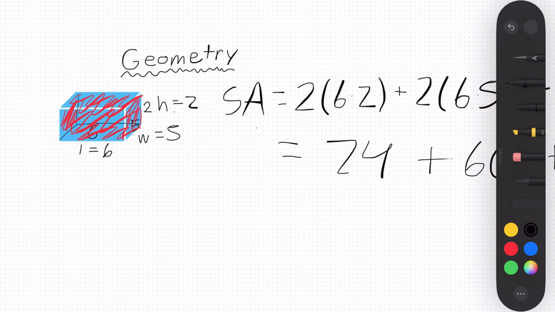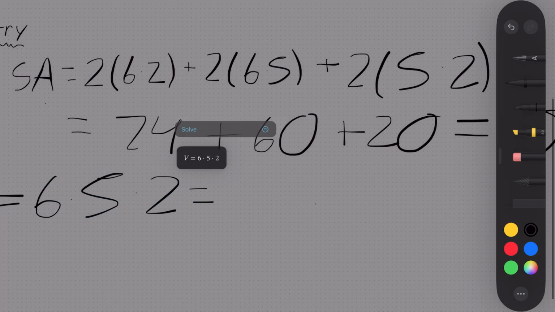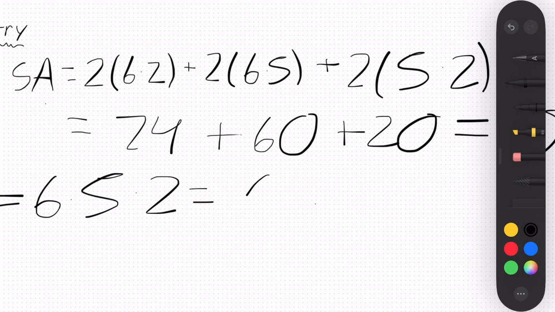For our volume, all you must do is multiply length times width times height, so 6 times 5 times 2, which we will get 6 times 5 is 30, 30 times 2 is 60. 60 units cubed.